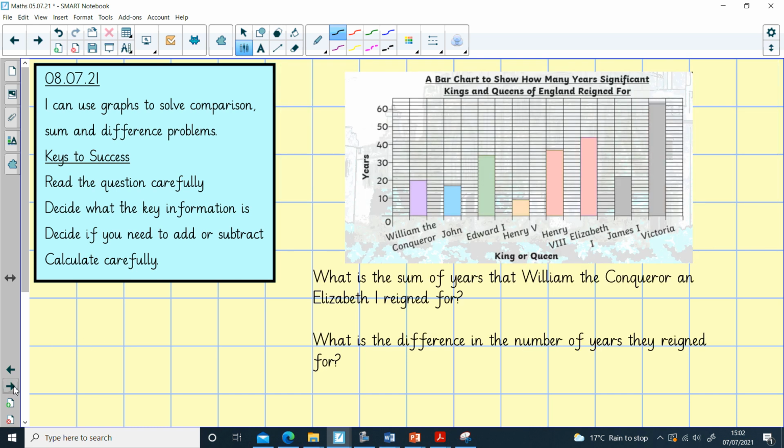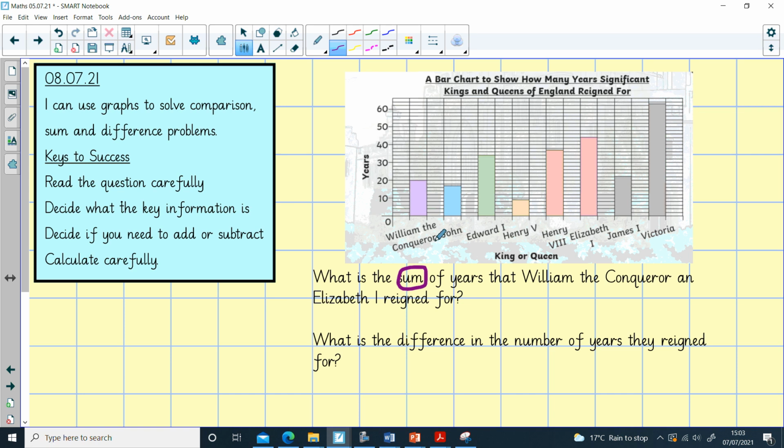Okay, so now we've got a bar chart that shows us the most significant kings and queens in England and how long they reigned for, so how long they were the king or queen for. This first question has got that really important word, sum. And in maths, that means that we need to add together numbers. So we're asking what the sum of years was that William the Conqueror and Elizabeth I reigned for.